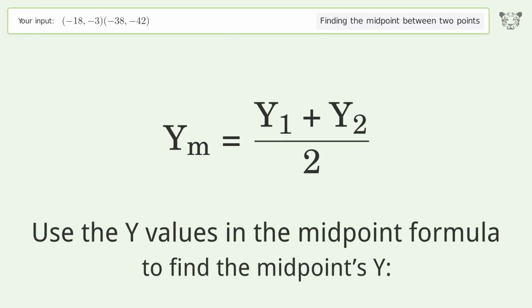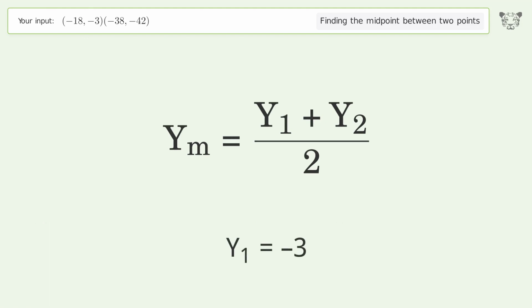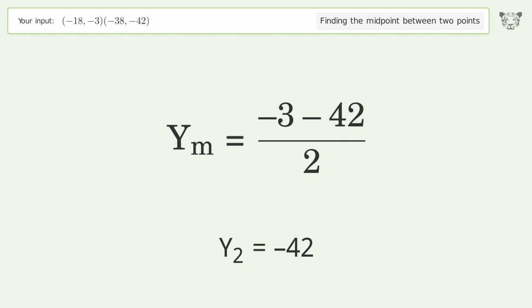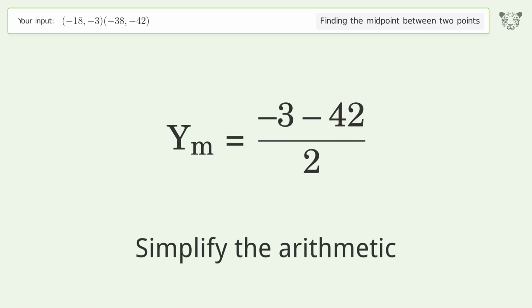Use the y values in the midpoint formula to find the midpoints y. y1 equals -3. y2 equals -42. Simplify the arithmetic.